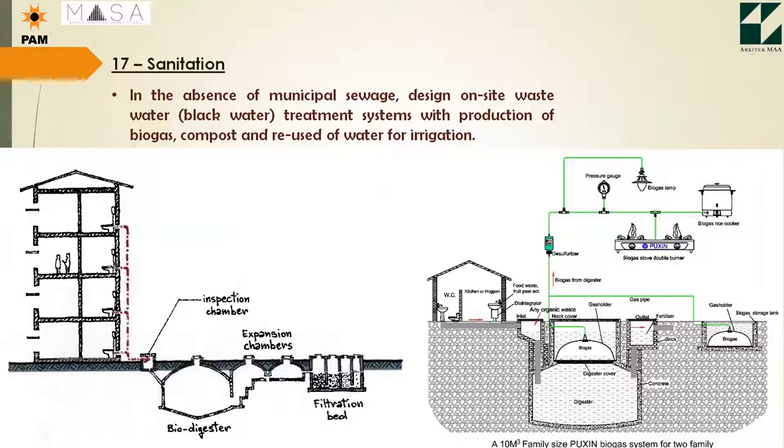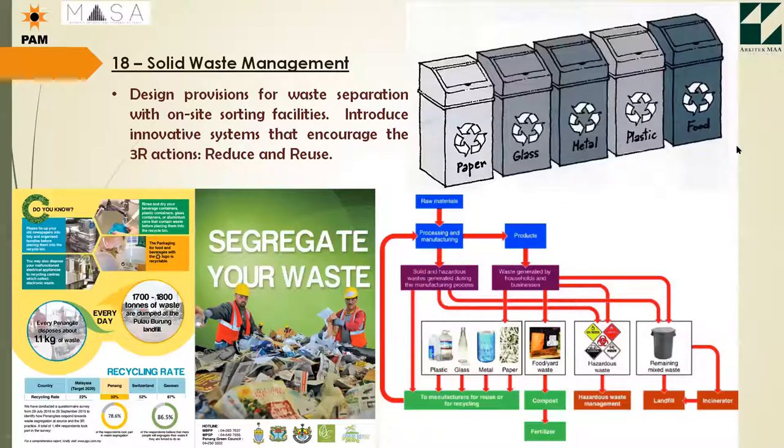So what people will do is convert it into biogas and compost, and change it into reused water for irrigation or for other purposes. So it's not so popular to turn it into drinkable water because we are still able to get potable water at a fairly cheap price. Another guideline is that we have to encourage people to do waste management segregation.